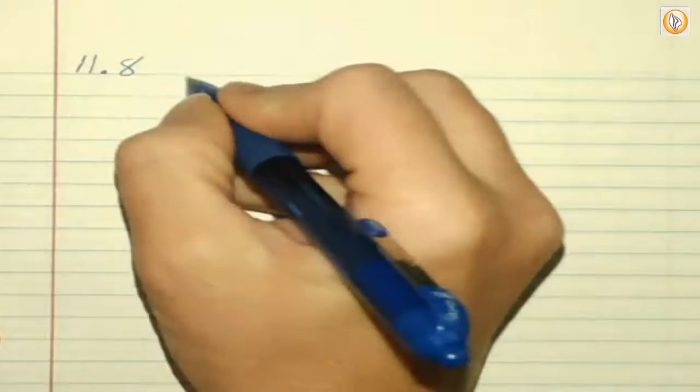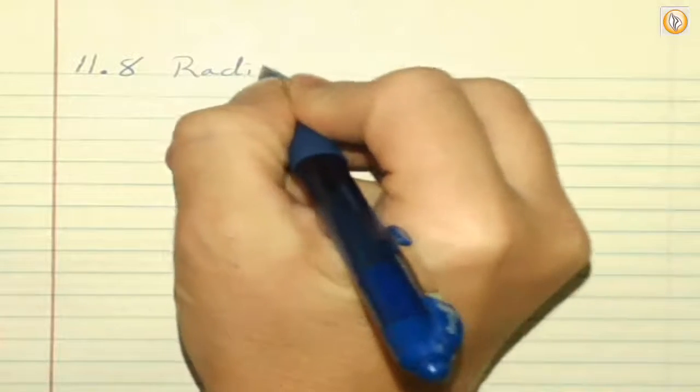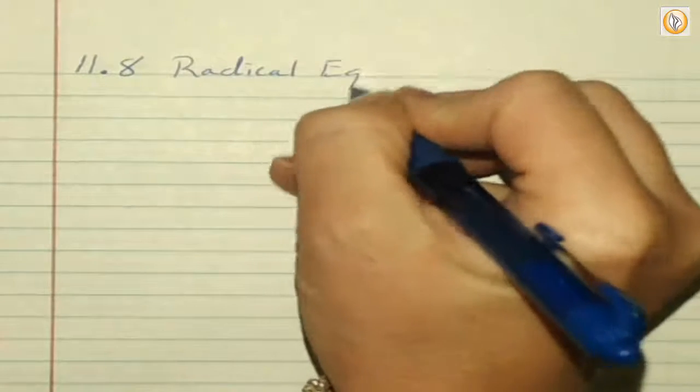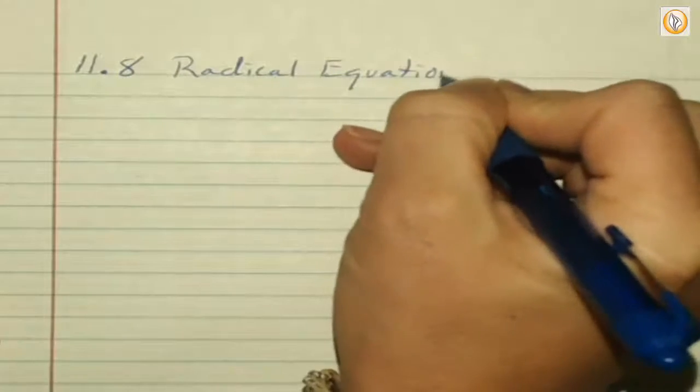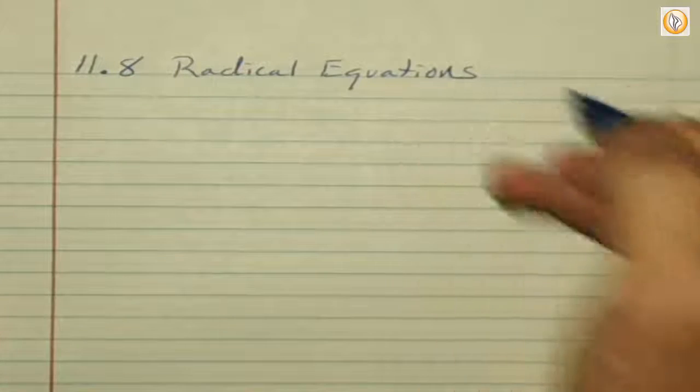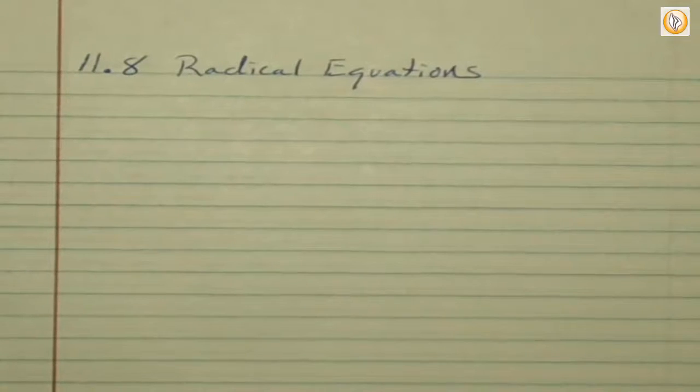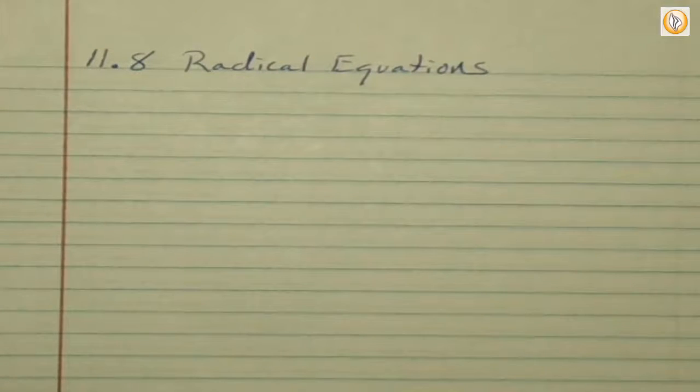11.8. So this is the last thing we're doing in this chapter. Radical equations. I really would have liked to have added this to the test that we just took, but I think y'all had enough on your plate already. But it's not difficult. It really isn't. Okay, radical equations.